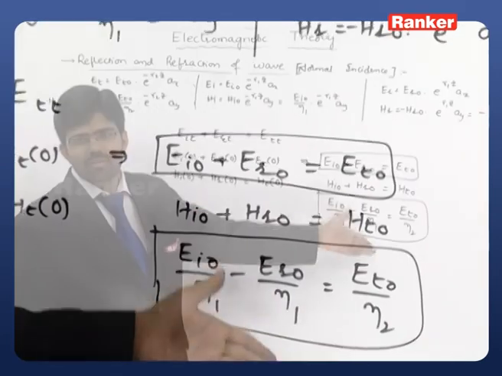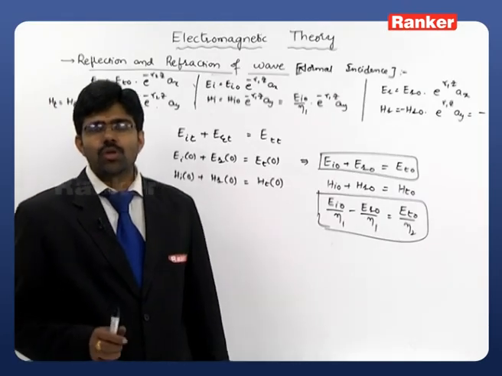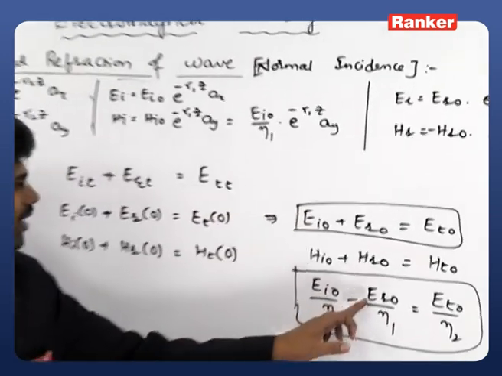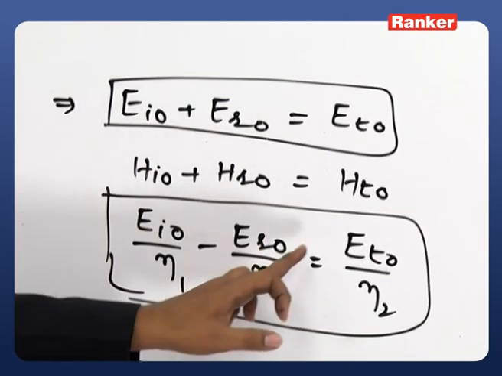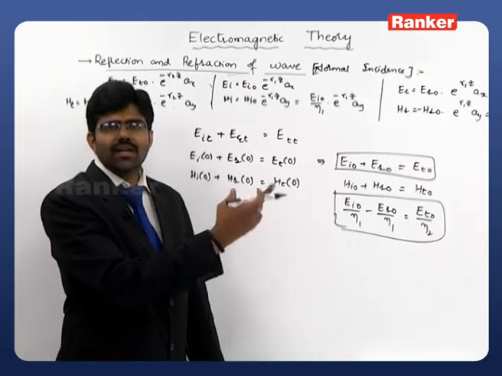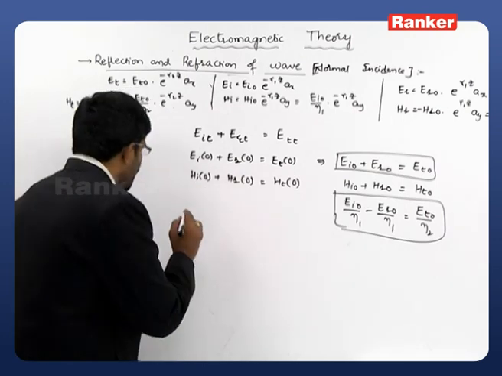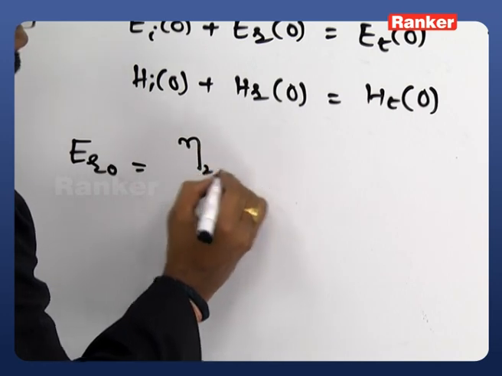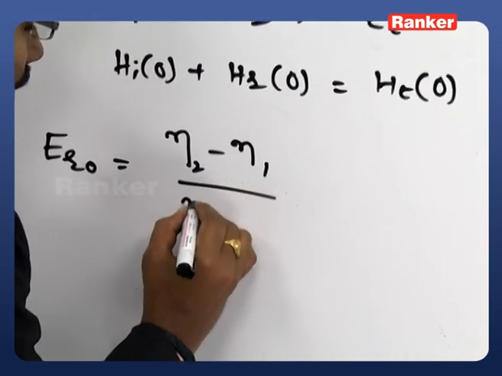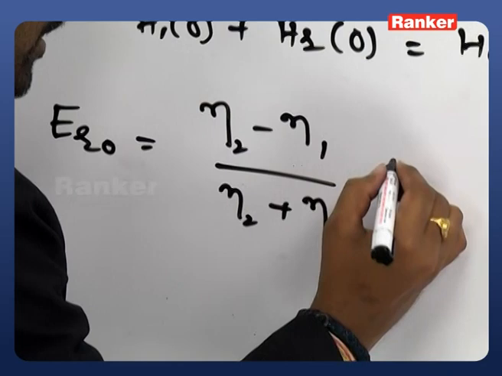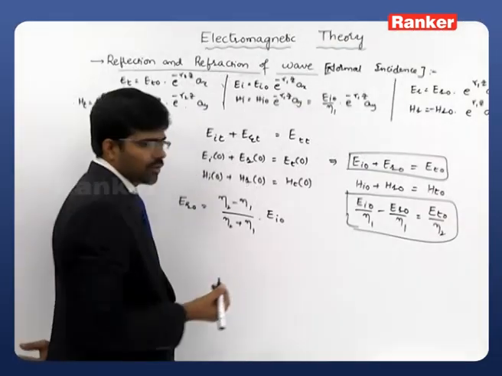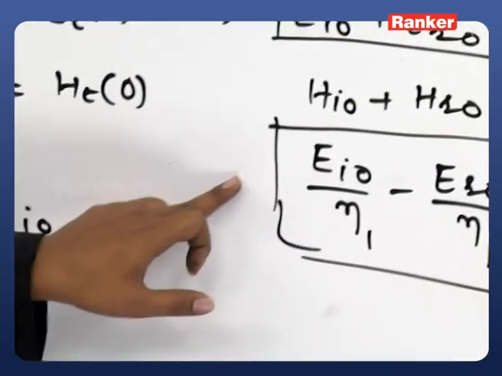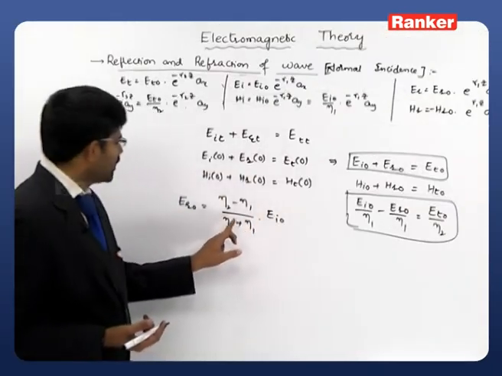These are two simple mathematical equations. If we solve those two equations, we will get two conditions, in terms of ER naught and EI naught, and in terms of ET naught and EI naught. Directly I am writing those two equations. The equation will be like this: ER naught is equal to eta 2 minus eta 1 divided by eta 2 plus eta 1, multiplied with EI naught. Once again, this comes from simplifying these two equations by eliminating ET naught.